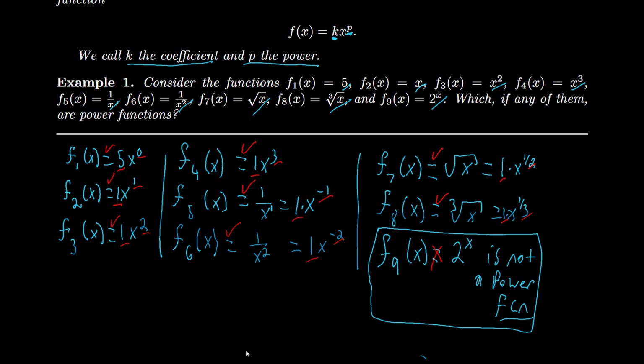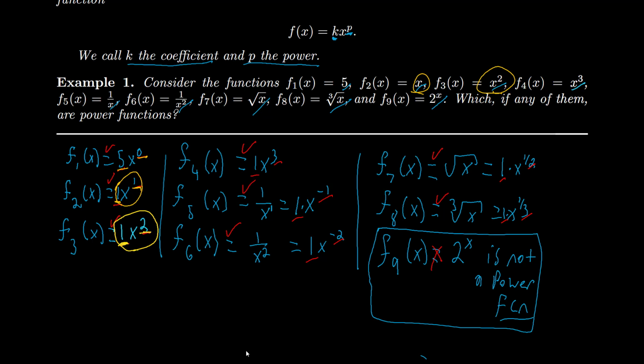Well, let's look. You'll notice that all of them, except for f sub 9, are power functions. How do you know that? Let's look through this real quick. You can write 5 as 5x to the 0. It's the same thing, and that looks like a number times x to another number. Just x can be written as 1x to the first. X squared can look like another number times x to another number, so that's a power function. X cubed is 1x cubed, a number times x to a number.